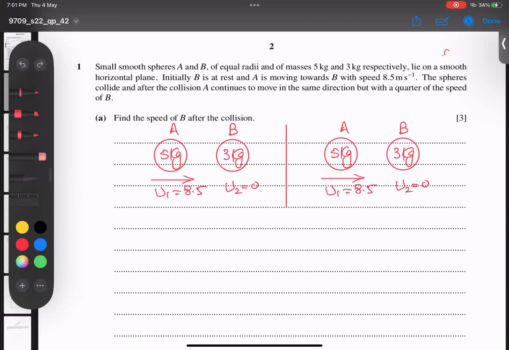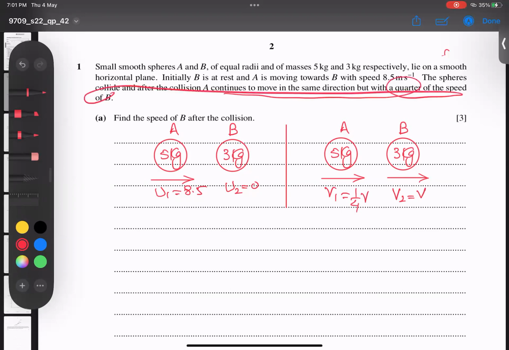So let's say both will move naturally this way. He said quarter speed of B. So let's say the velocity V2 of the B particle is v. Then the A particle will be one quarter of B, because it's very clear that A will move at a quarter of the speed compared to B. If B is v, A will get v over 4. According to the law of conservation of momentum, M1 U1 plus M2 U2 equals M1 V1 plus M2 V2.